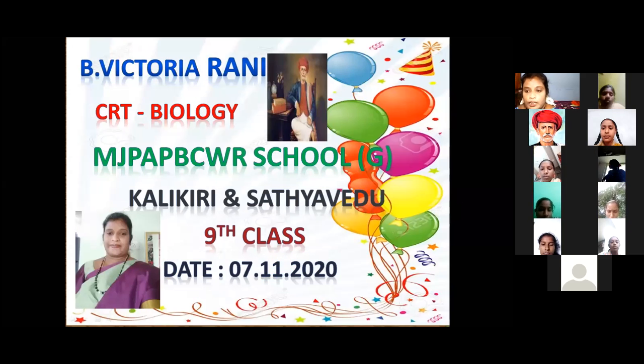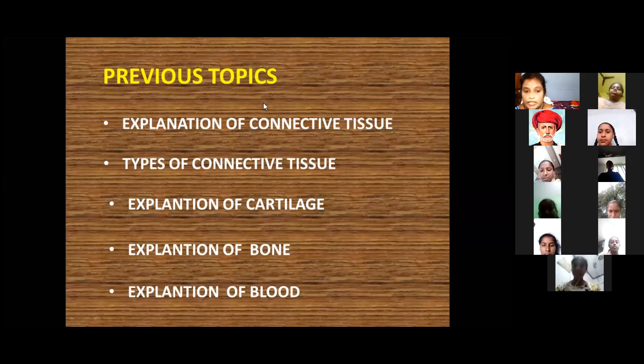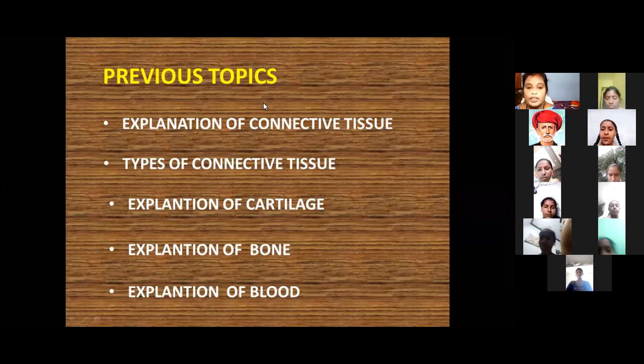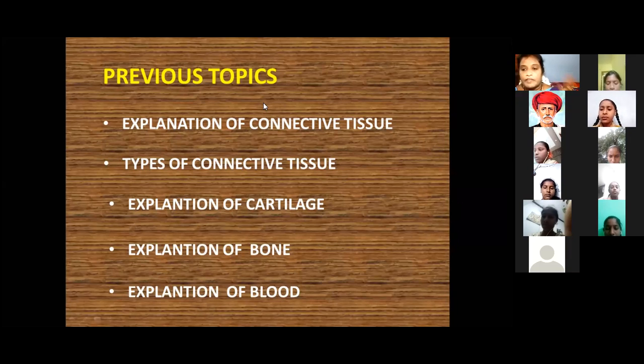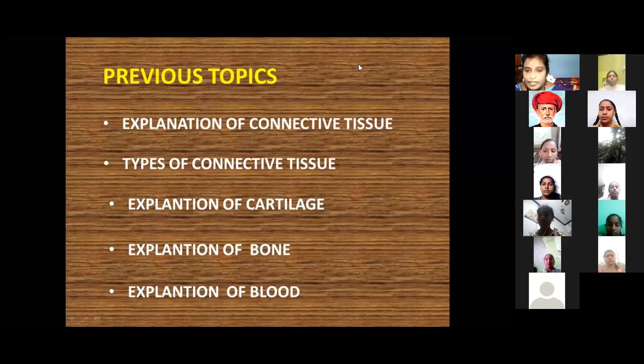Next chapter, animal tissues. The class will not cover these topics: explanation of the connective tissue, types of connective tissue, explanation of the cartilage, explanation of the bone, explanation of the blood. These were all learned in the previous class. What are the types of connective tissue? What is the explanation of the cartilage, bone, and blood? These were all learned in the previous class.